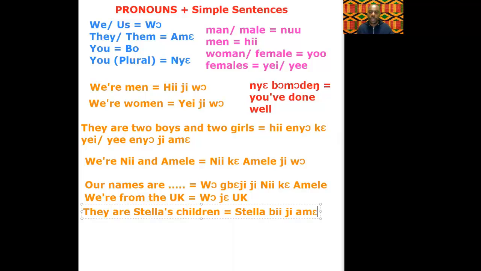So they have 2 sons. Right, that's good. Okay. So let's translate this. They have 2 sons. How are we going to translate this?